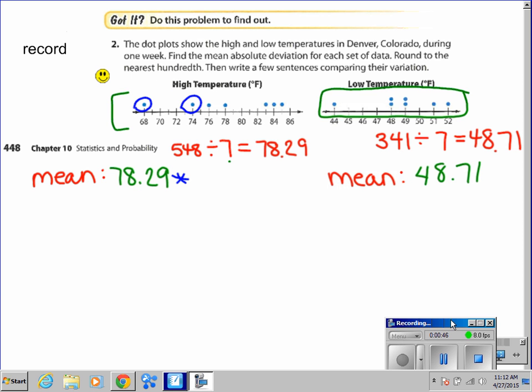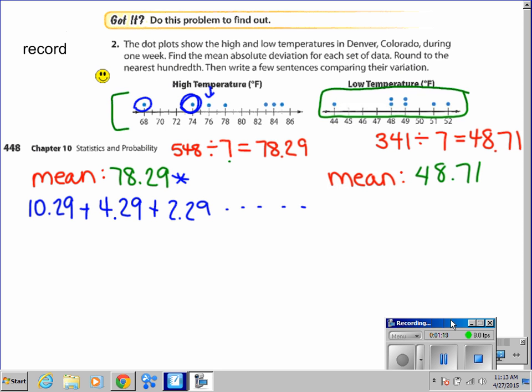So you're going to take the 78.29 and minus 68. What would you get for that, for example? Anyone get that one? Okay, so 10.29. Then you go to your next data point, which is 74. What would you get for that one? Good. 4.29. Then you would go to your next data point, which is 76. What would you get for that one? Yep. 2.29. Okay, 2.29, and so forth.